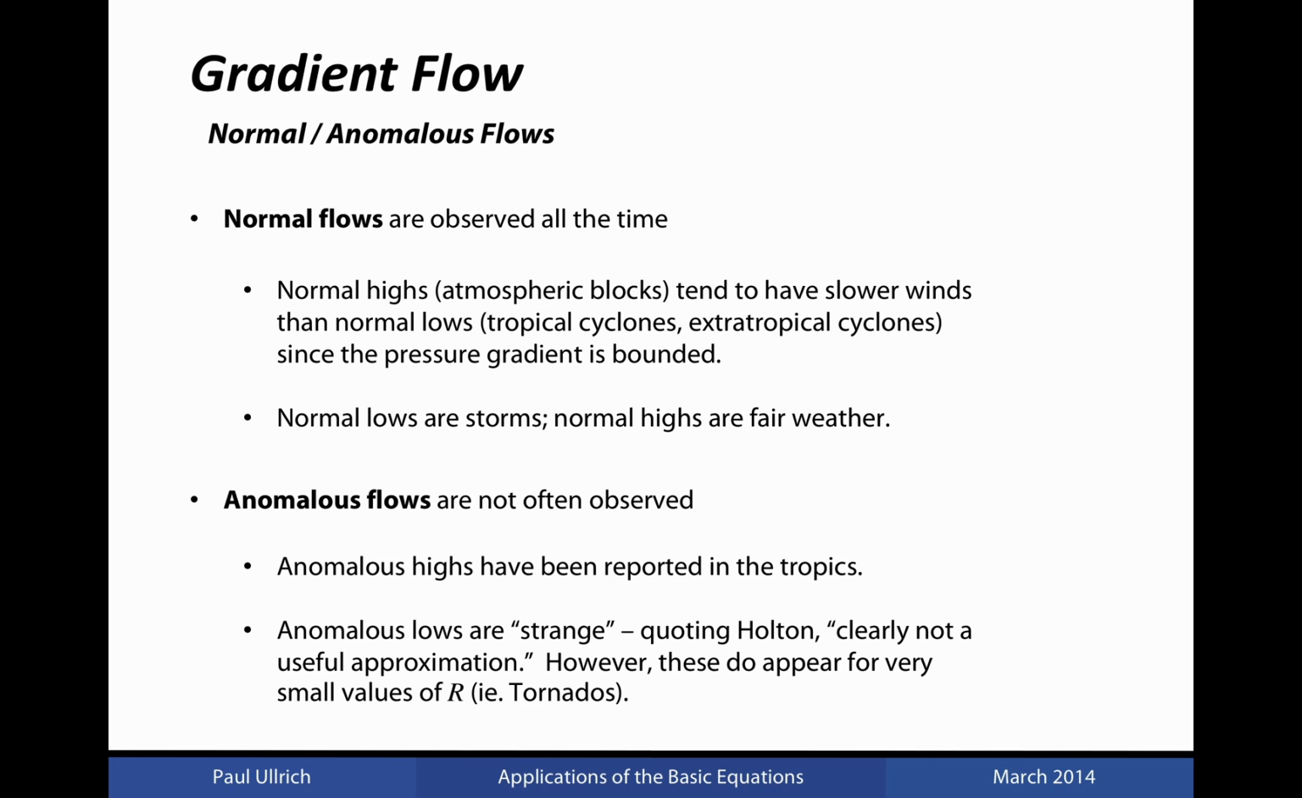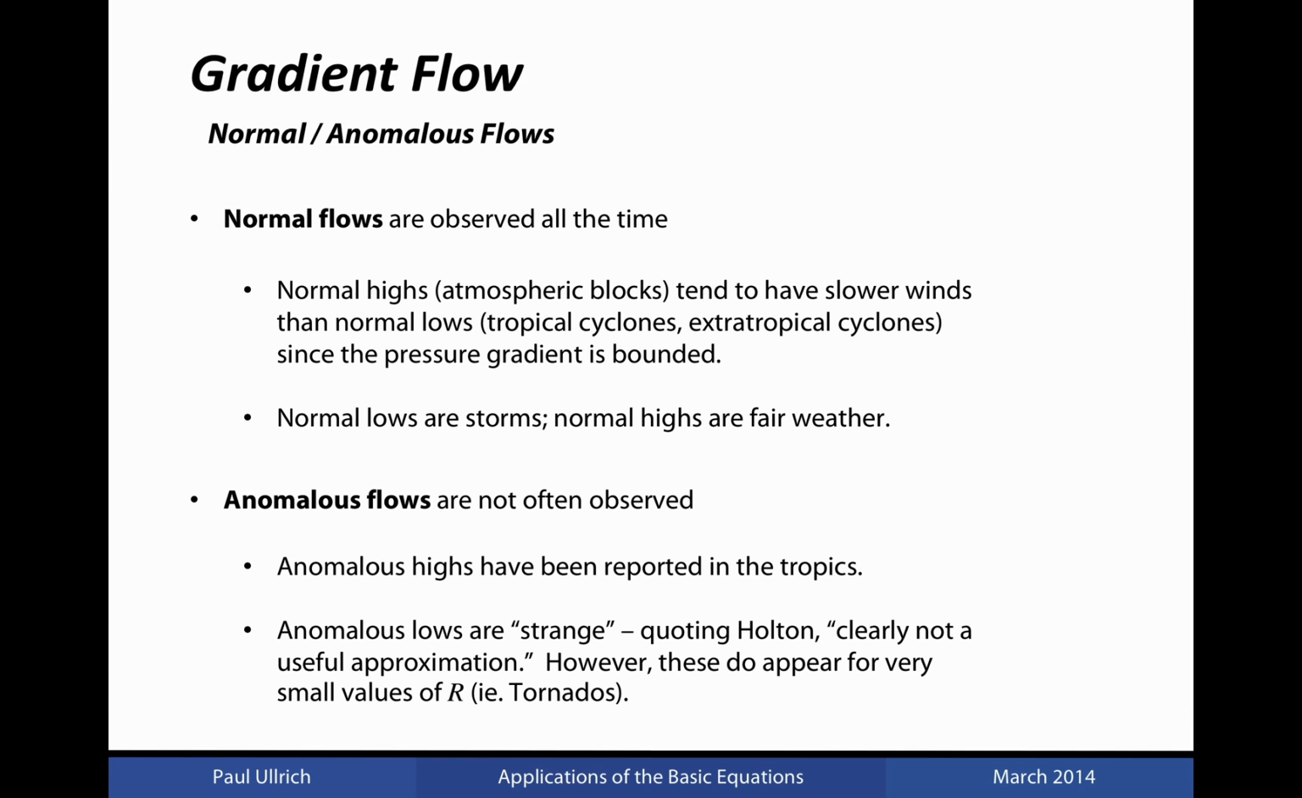As a result, normal highs tend to have slower wind speeds than normal lows, because the pressure gradient force is bounded, and are typically then associated with fair weather. Normal lows, which do not have any such constraint, can have very strong pressure gradients towards the interior and consequently can give rise to strong storm systems. Hence, we claim normal lows are storms and normal highs are fair weather.